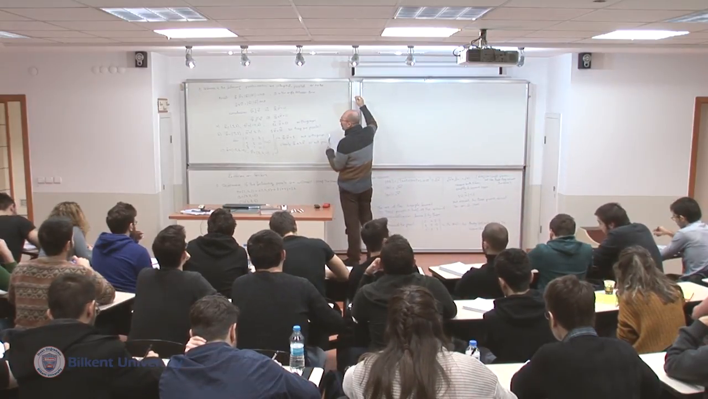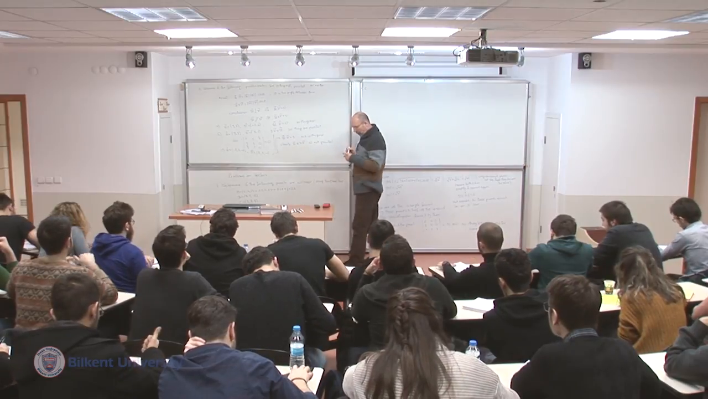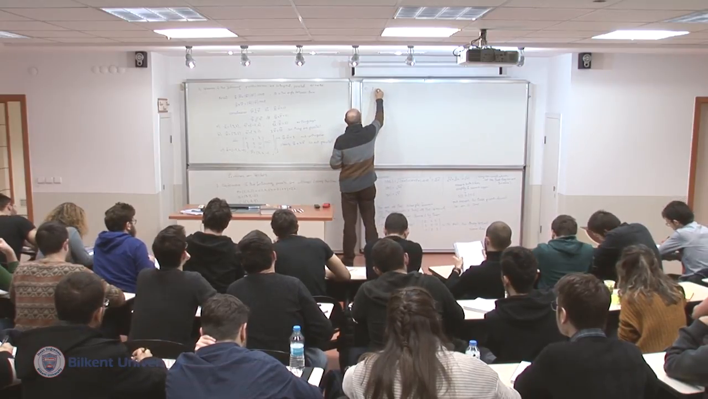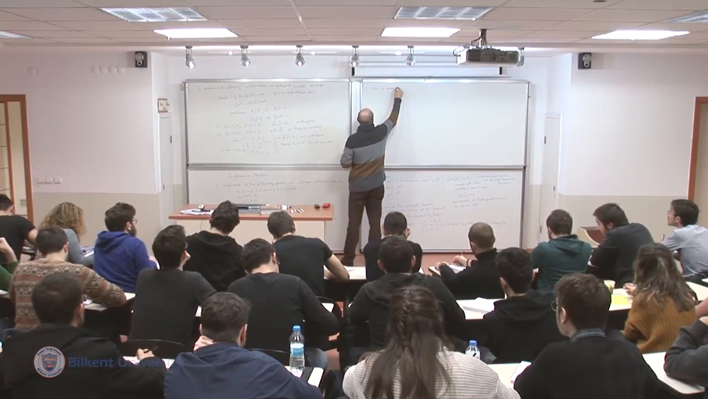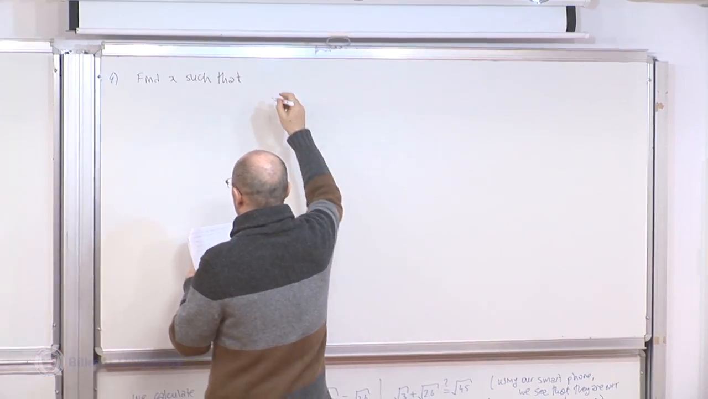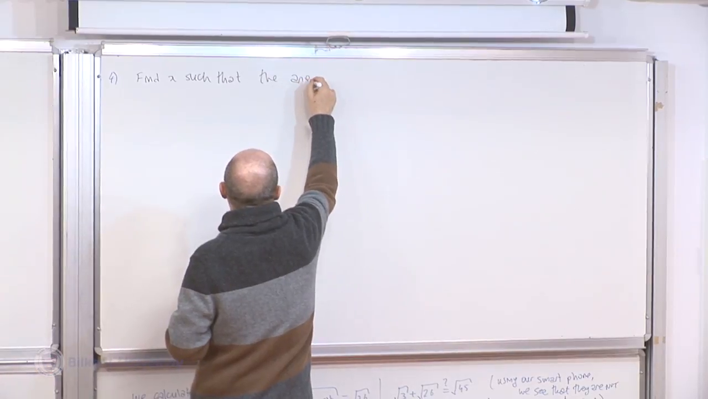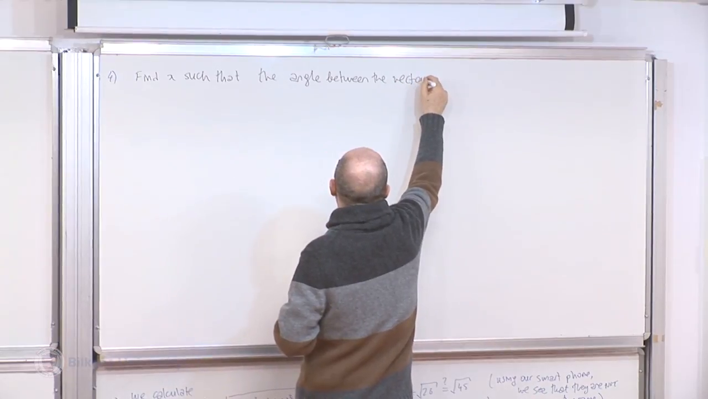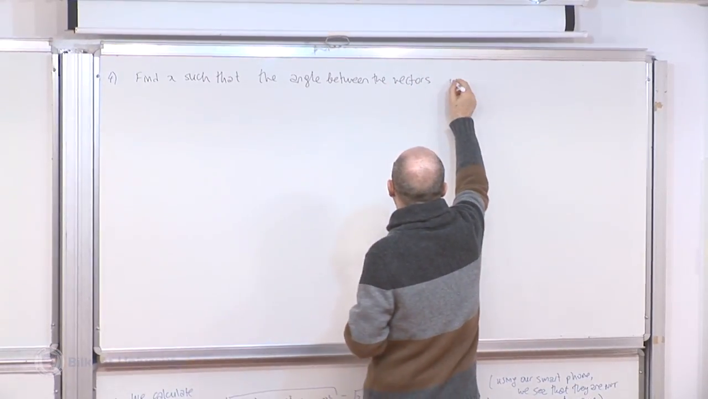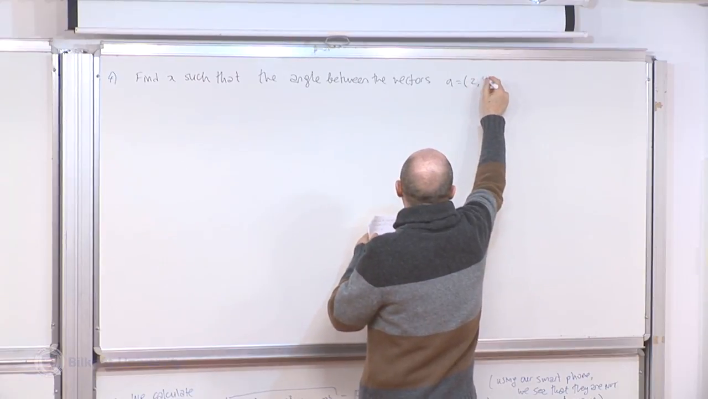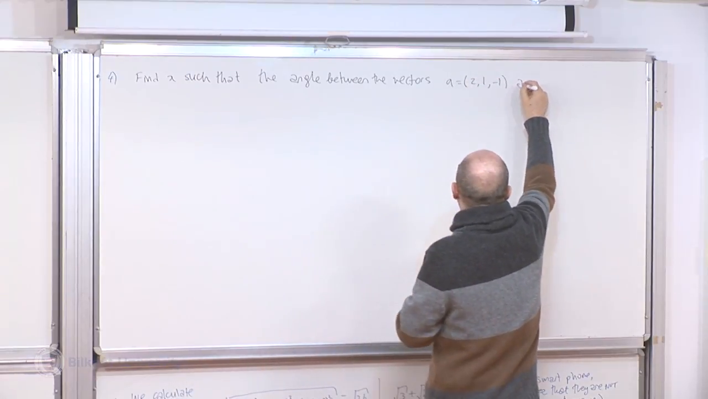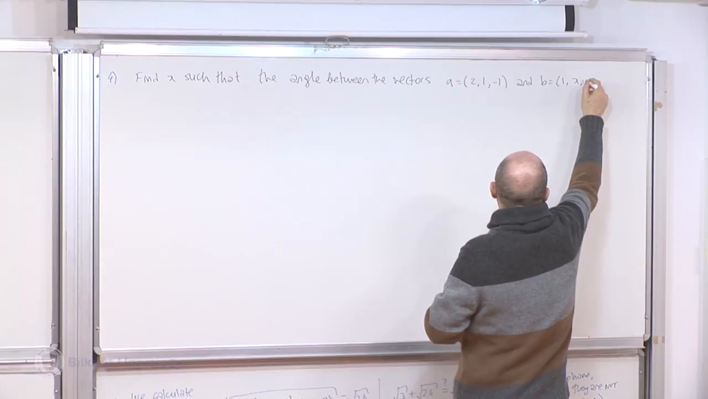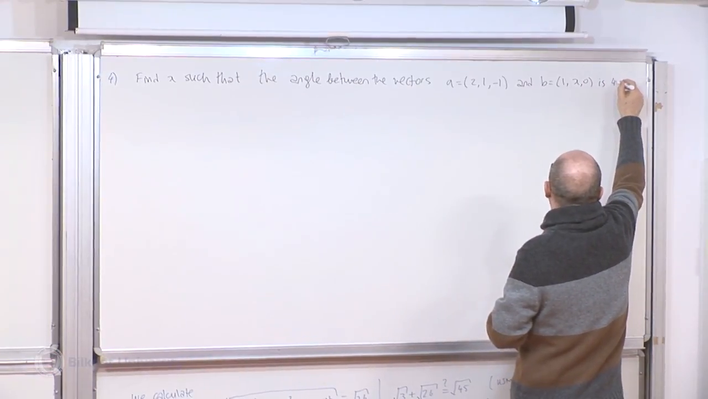Okay, so this is 4. Let me write these things. Find x such that the angle between the vectors, so the vectors are A equals (2, 1, minus 1) and B equals (1, x, 0), is 45 degrees.